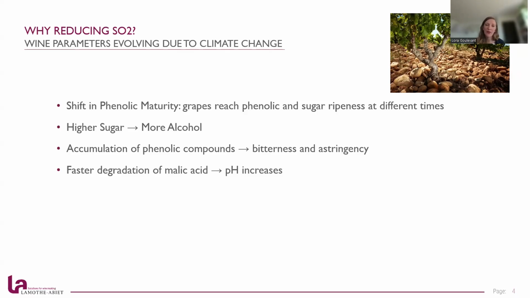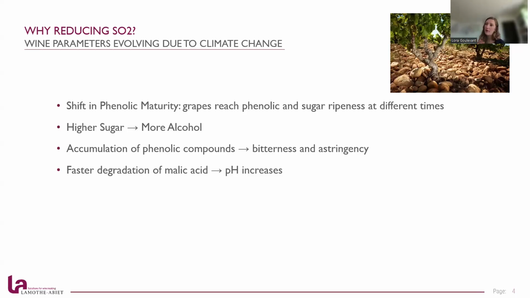We'll have more phenolic compounds leading to more bitterness and astringency. These phenolic compounds can risk more early oxidation. Then the SO2 can combine a lot if there is too much phenolic compounds, for example. So the traditional SO2 addition at pressing might not be sufficient.